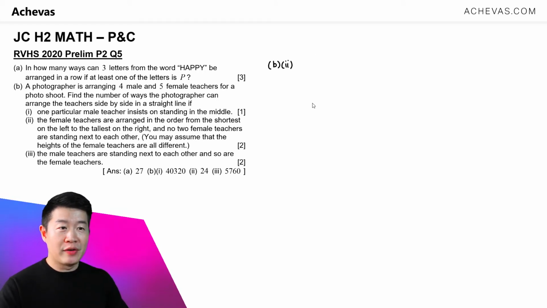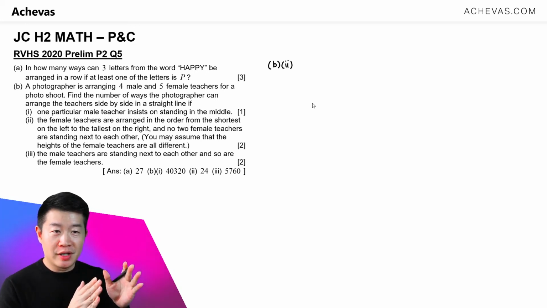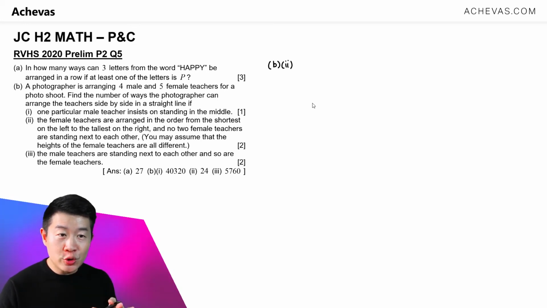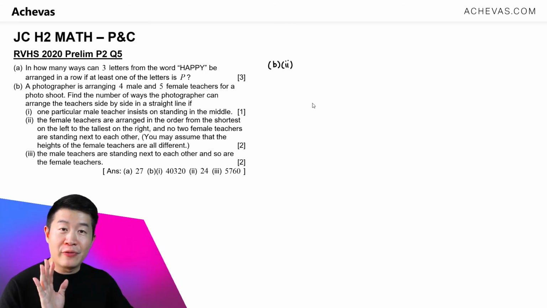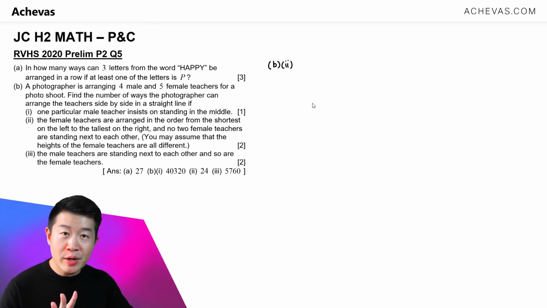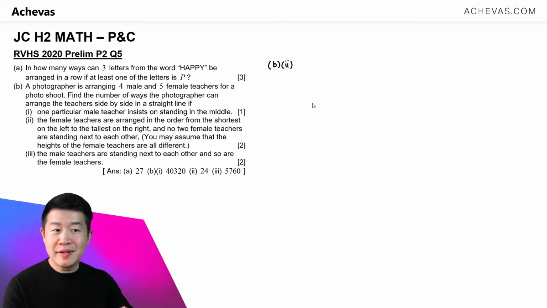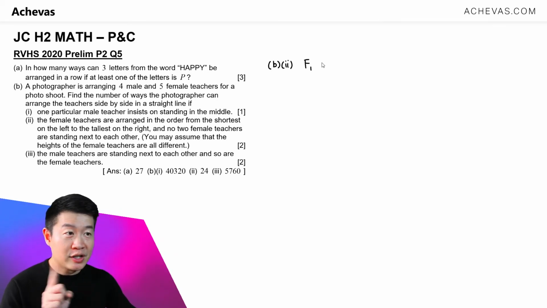For part 2, we need to have a bit of imagination since the teachers are going to be arranged from the shortest to the tallest and there are no 2 teachers standing next to each other. That means the way that they're going to be arranged is fixed. So there are 5 female teachers and 4 male teachers. Since the female teachers cannot be standing next to each other, the only way for me to arrange them will be female, the first one, the shortest one.